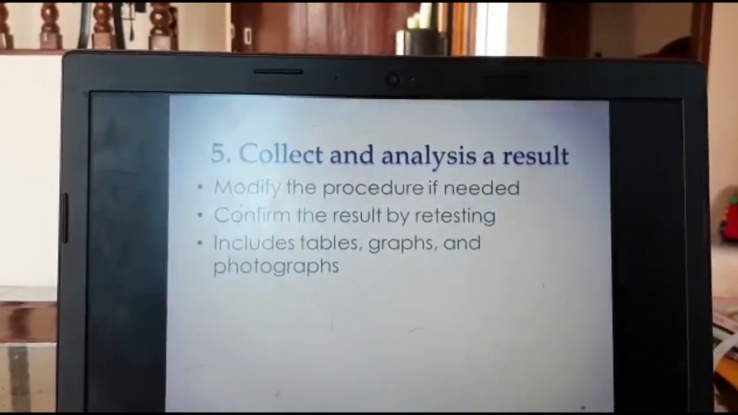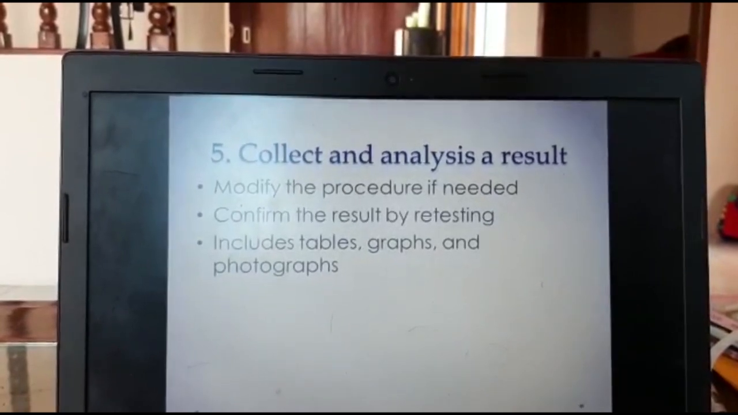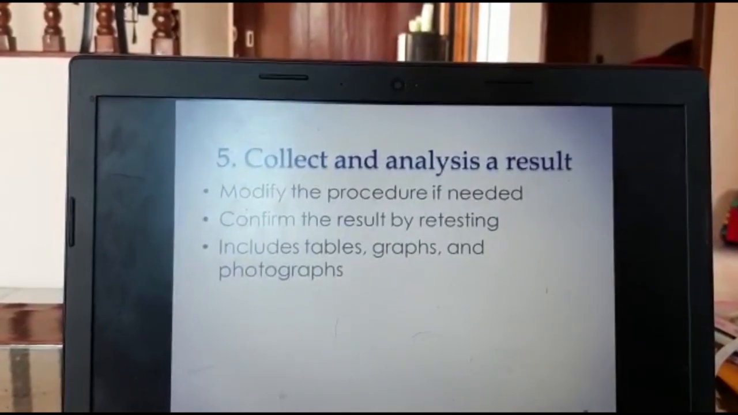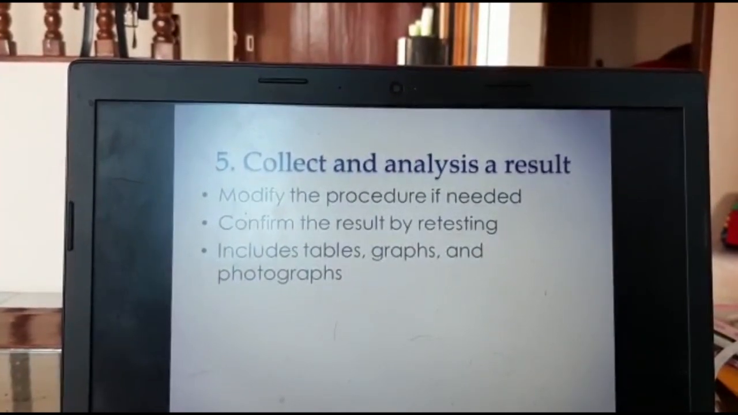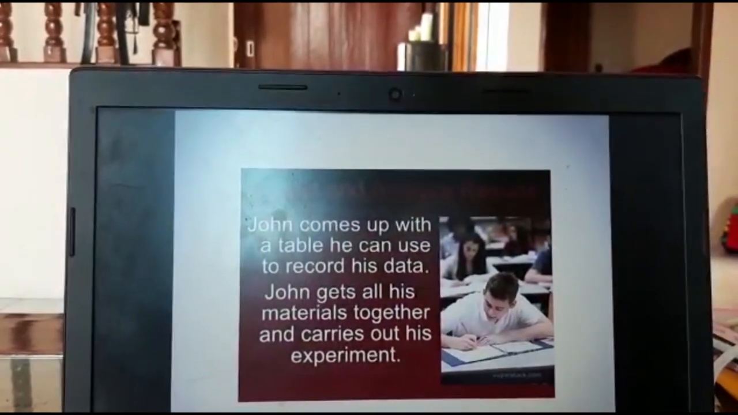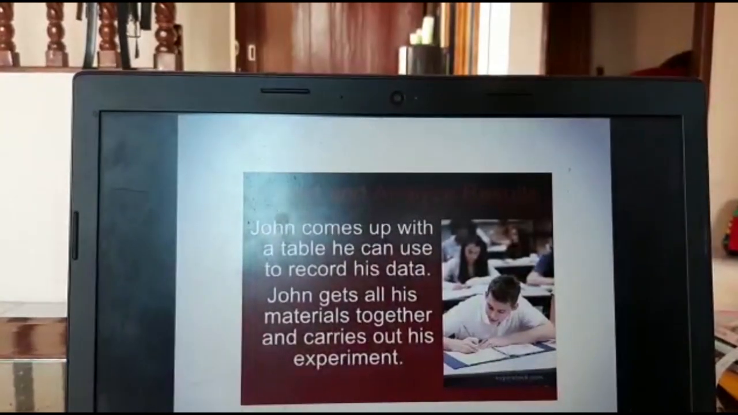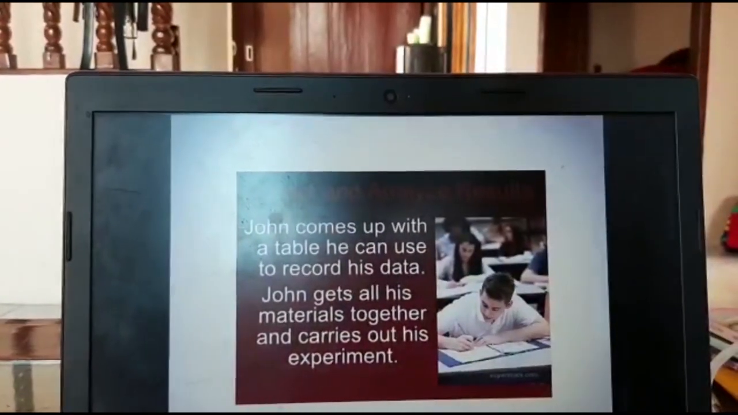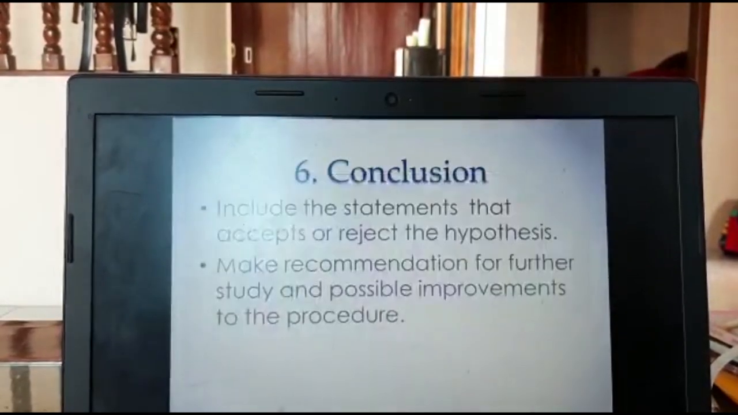The fifth step is collect and analyze the results. Modify the procedure if needed, confirm the results by retesting, and include the table, graph and photographs. This is the example of collect and analyze the results. John comes up with a table he can use to record his data. John gets all his materials together and carries out his experiment.